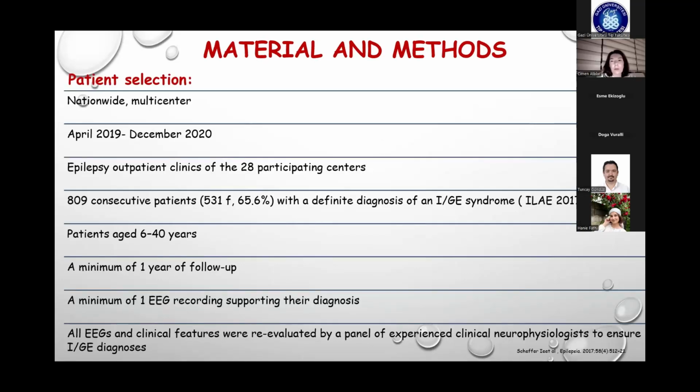We had a nationwide and multicenter study between April 2019 and December 2020. With 28 participating centers, 809 consecutive patients were involved, the majority being female, with a definite diagnosis of an idiopathic genetic epilepsy syndrome. Patients were aged between 6 to 40 years with a minimum of 1 year of follow-up and a minimum of 1 EEG recording supporting their diagnosis. All EEGs and clinical features were re-evaluated by a panel of experienced clinical neurophysiologists to ensure the idiopathic genetic epilepsy diagnosis.